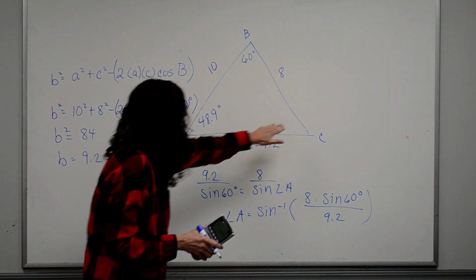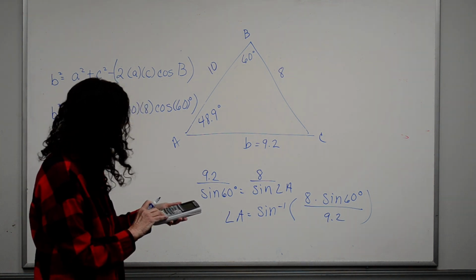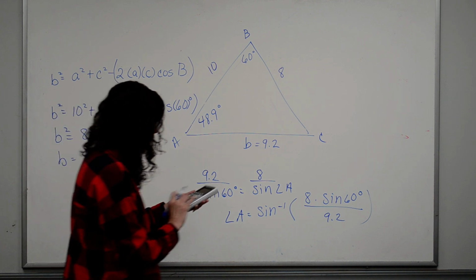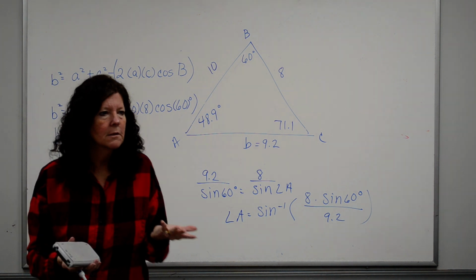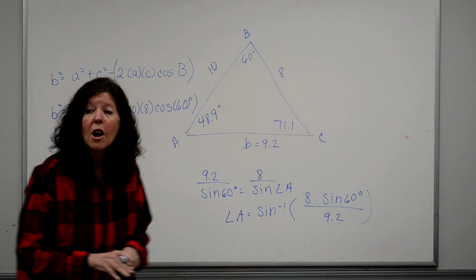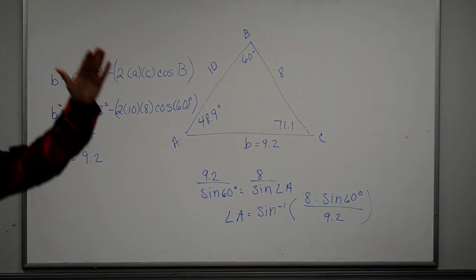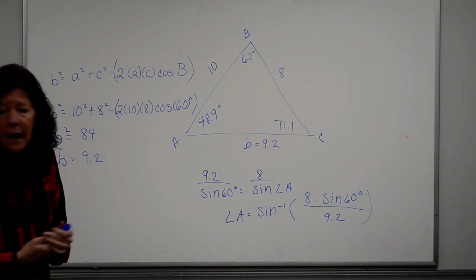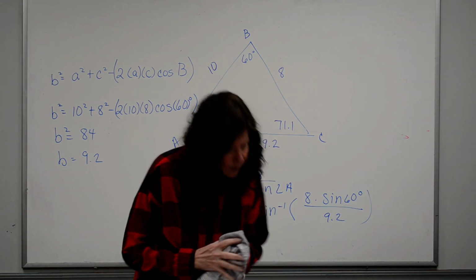Then, obviously, to find the last angle, I just subtract from 180. 180 minus 60 minus 48.9, I'm going to get 71.1. Okay, does that make sense? Yes, no, maybe? I used law of cosines first, and the reason why I used it first is because I didn't have an angle opposite of a side. I couldn't use law of sines. The circumstance did not present it. Okay, so let's try another one, see if we can get it set up.